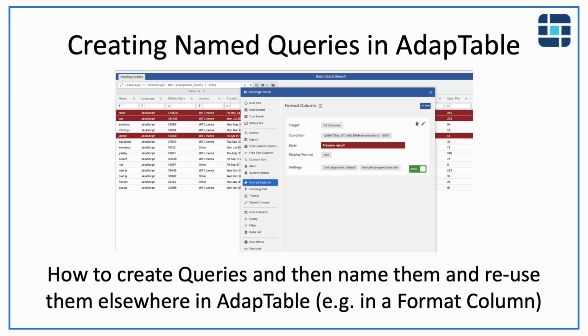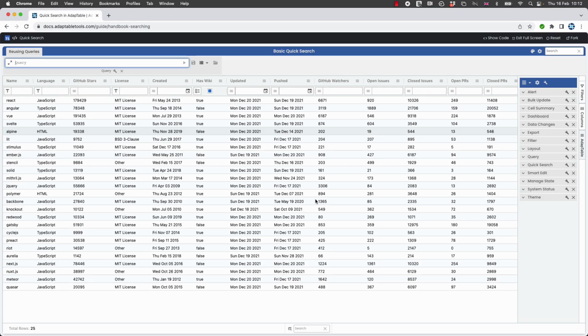This video is another which responds to a question from a user who this time wanted to know how it's possible, or whether it's possible in Adaptable, to reuse a query. Essentially, whether we can create a query in one place or an expression in one place and then use it somewhere else. And the answer is yes, you can do that.